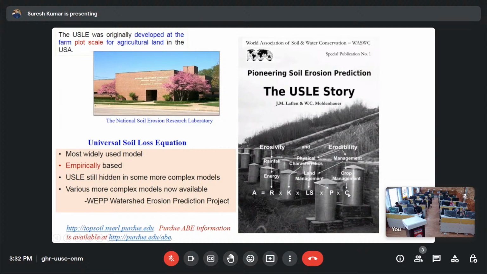But you know the empirical models have their own limitations. Although it is universally used, it has a lot of limitations also. And the best model available today is the process based models, and among them WEPP, Water Erosion Prediction Project, is the best model. But it cannot be used for a large area, it can be used for a smaller area.